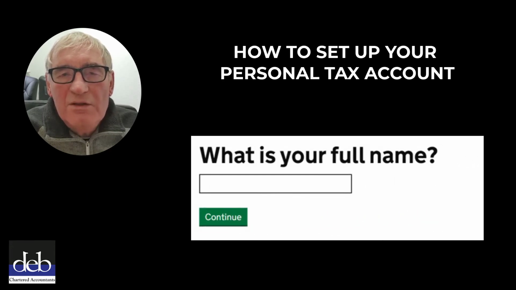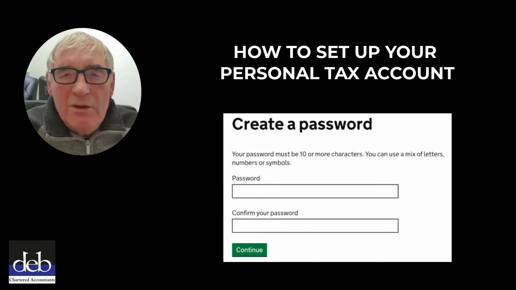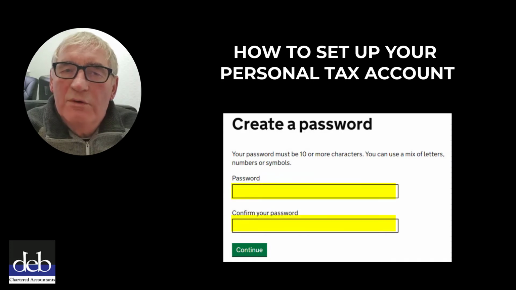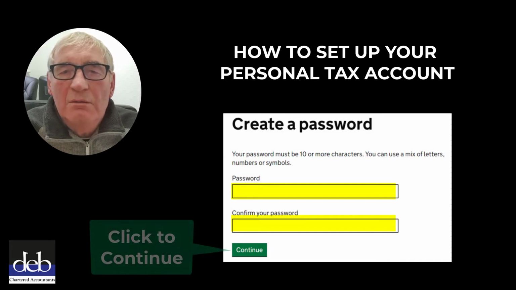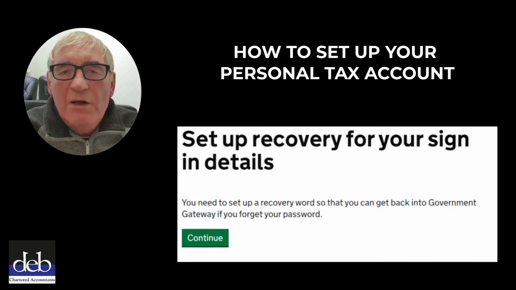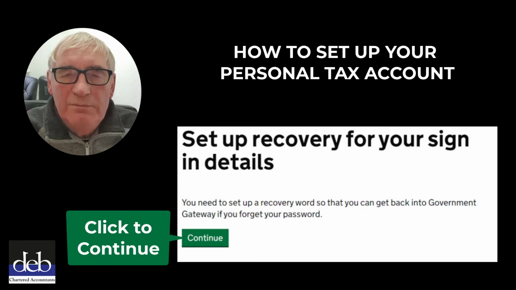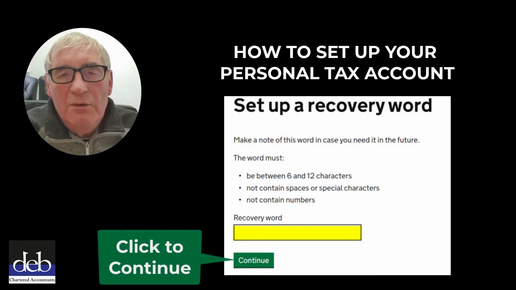On the next screen, enter your full name and then click on Continue. You are then asked to enter and confirm the password that you want to establish for your tax account. Make sure that you record this so that you can use it next time when you want to access your tax account once it's been created. Then click on Continue. You are advised that you need to set up a recovery word. Make sure that this is something that you will always be able to remember, even if you can't find where you've written it down. Click on Continue. Then enter your chosen word and click on Continue.